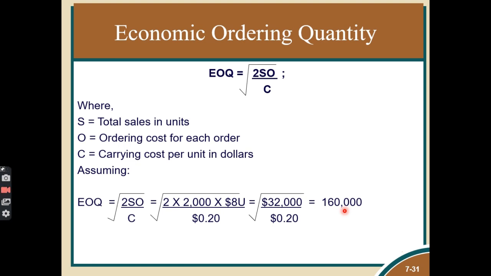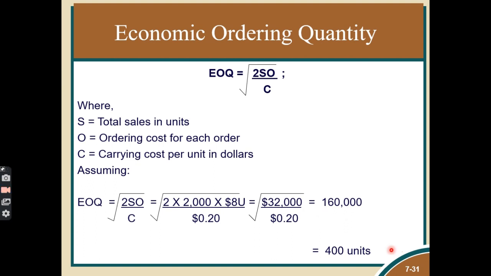So meaning every time we are going to purchase inventory, the quantity should be 160,000, because it will result in the lowest inventory cost. Okay? With regards to the ordering cost and the carrying cost. So this is actually 160,000 without, what's this? Let's try to check the formula.